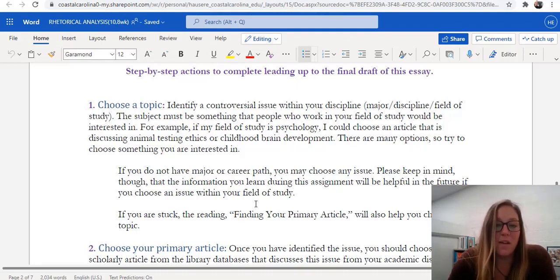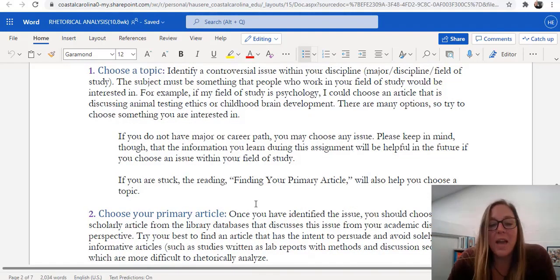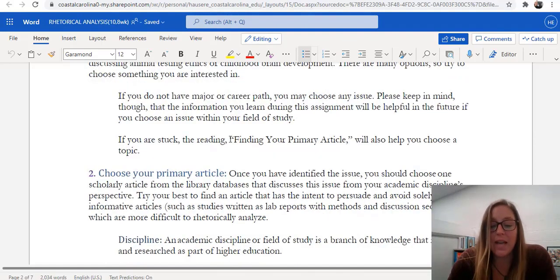For example, if my field of study is psychology, I could choose an article that is discussing animal testing ethics or childhood brain development. There are so many options. If you don't have a major or career path, you can choose any issue. Just keep in mind that the information you're going to learn as you complete this assignment, you'll be able to use in the future. So choosing an issue within your field of study is going to help you the most. I have an assigned reading for you guys called Finding Your Primary Article. This reading also includes a way to brainstorm for an issue.